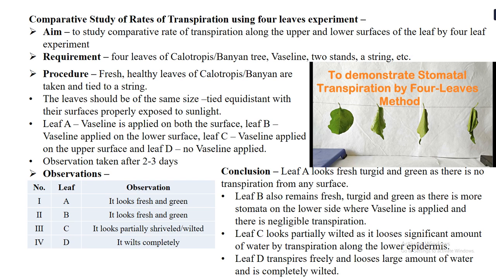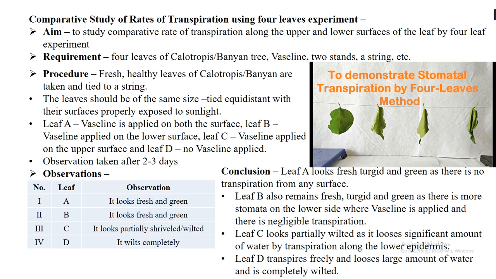Now you have to make sure that when you tie these leaves on the string, you tie them at an equidistance so that every leaf gets exposed to the sunlight evenly. There has to be even distribution of sunlight to these leaves. Next, you apply Vaseline on both the surfaces of leaf A. For leaf B you apply Vaseline only on the lower surface. For leaf C, you apply Vaseline on the upper surface, and for leaf D, you do not apply Vaseline at all. And then you have to leave it undisturbed for about 2 to 3 days.